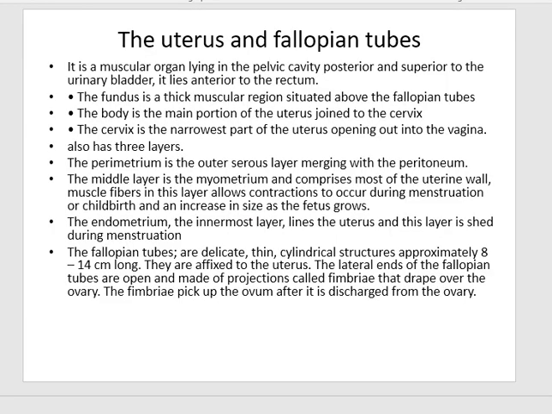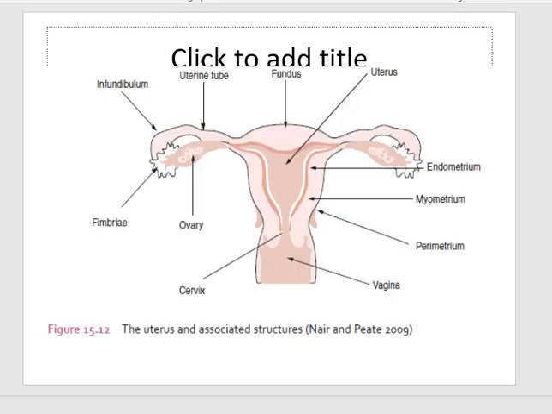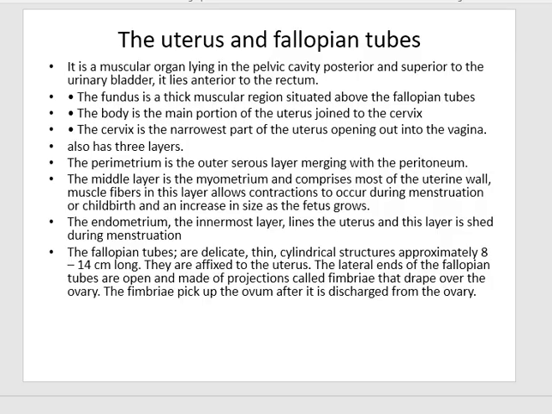The body is the main portion of the uterus joined to the cervix. This is the body, and this is the cervix. So fundus, body, and cervix. The cervix is the narrowest part of the uterus opening out into the vagina. It also has the 3 layers.